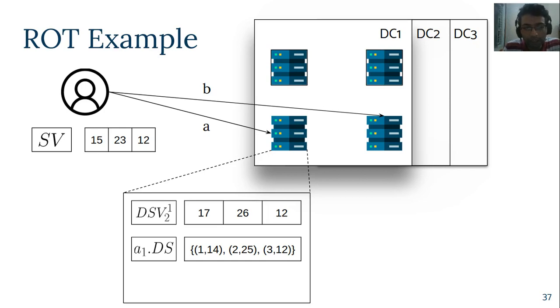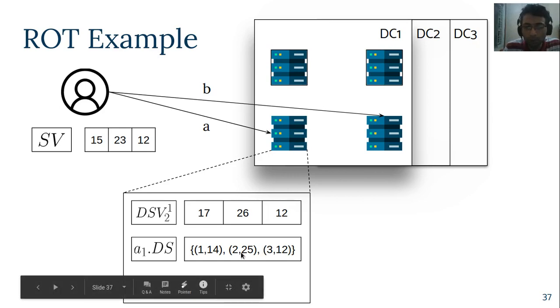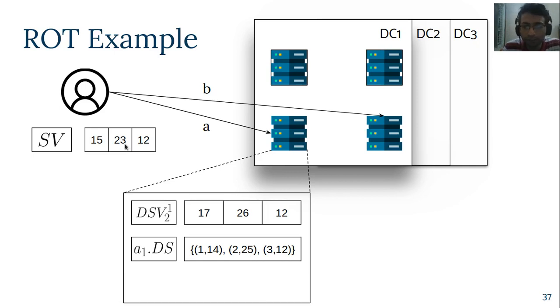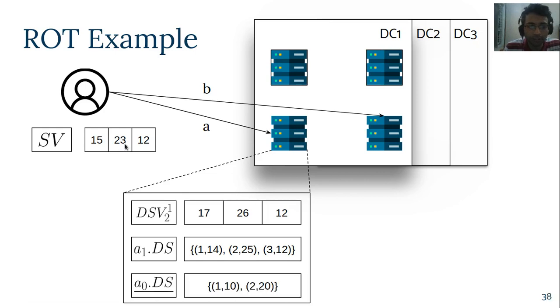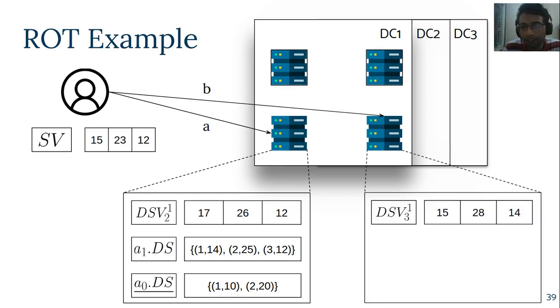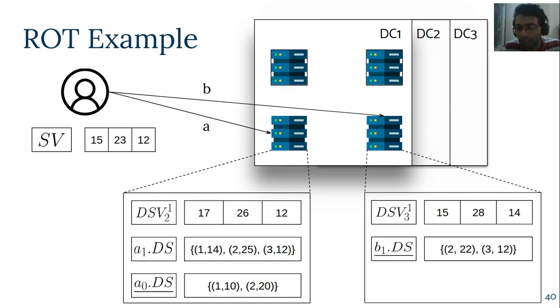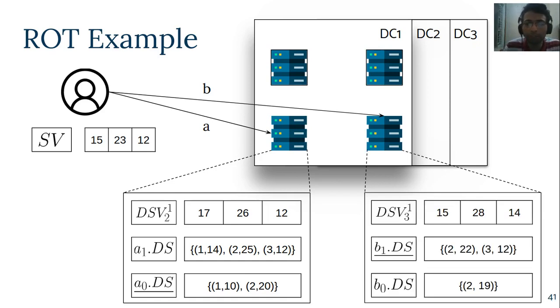If we look at the dependency set of the key A1, we'll see that 2, 25 does not satisfy the constraint of 2, 23. So we cannot return this version. We look for an older version and see that this version is satisfied with the SV. So we return A0 in this case. Similarly, we look at B's partition and repeat the same process, but in this case, we'll return the version B1.